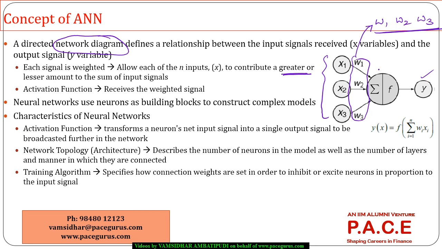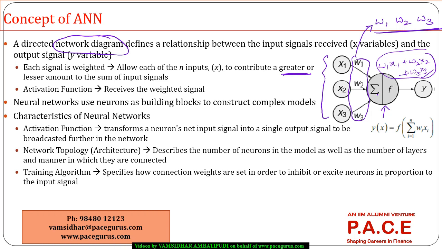And so at this stage, the information that comes out is W1x1, W2x2, W3x3. Now this particular signal, W1x1, W2x2, W3x3, is passed to what is called an activation function. So we are not getting the inputs directly here. We are getting the weighted sum of the various inputs.